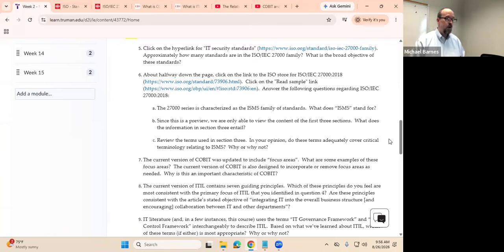We already answered the question, what does ISMS stand for? But since this is a preview, we're only able to view the content of the first 3 sections. What does the information in section 3 entail? Cora, what did your group identify for this one?